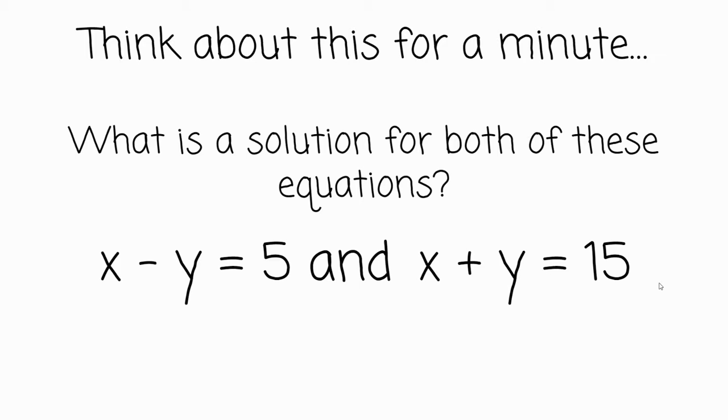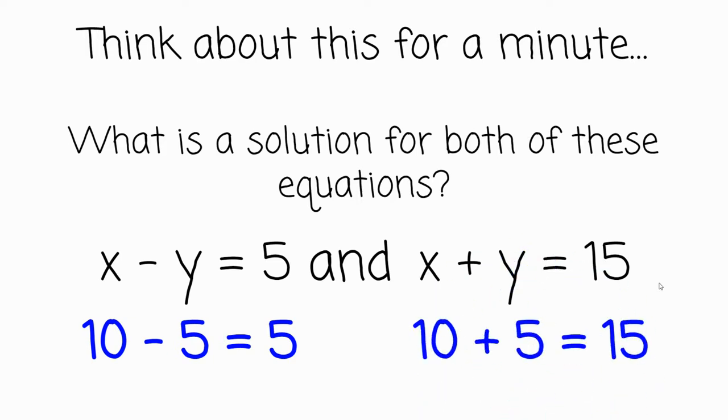I have the numbers right now. I am thinking of them. Maybe this is what you're thinking of. 10 minus 5 equals 5. And if I say 10 plus 5, I get 15. There's my 2 numbers, 10 and 5.